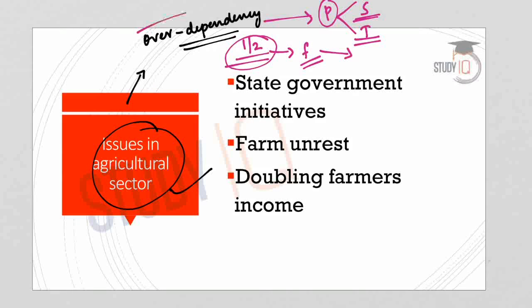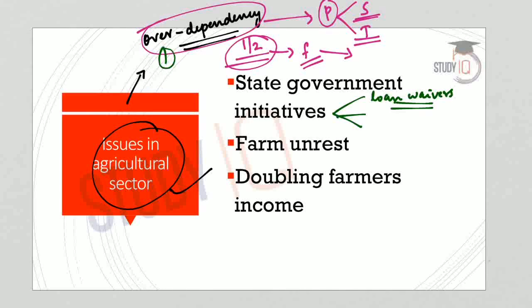This over dependency on agriculture itself is a major cause of concern in the primary sector. And secondly, several state governments have taken initiatives to reduce the farm distress or the issues in the agricultural sector, and many state governments have declared massive farm loan waivers. This was to reduce the discontent or distress in the agricultural sector.